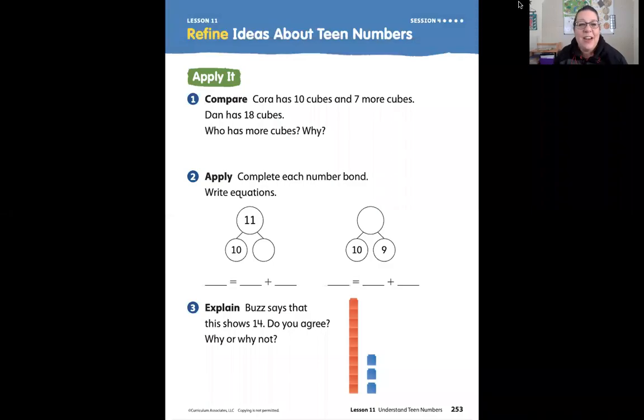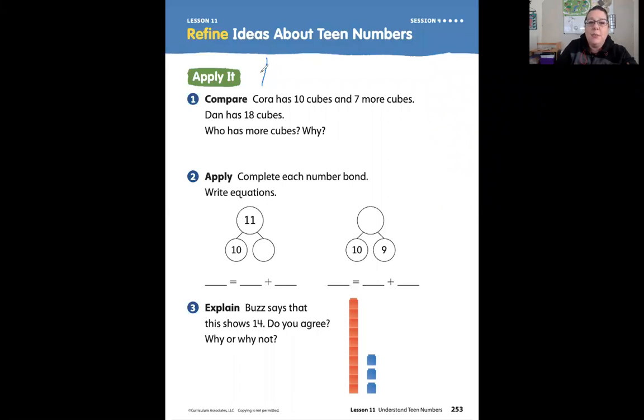Hi, boys and girls. We are working on lesson 11, and we are on page 253, and we're trying to refine these ideas about teen numbers. First thing we're going to do is write down what are teen numbers, right? Remember that teen numbers always, always, always have 1 ten and at least 1 one, up to 9 ones, right?